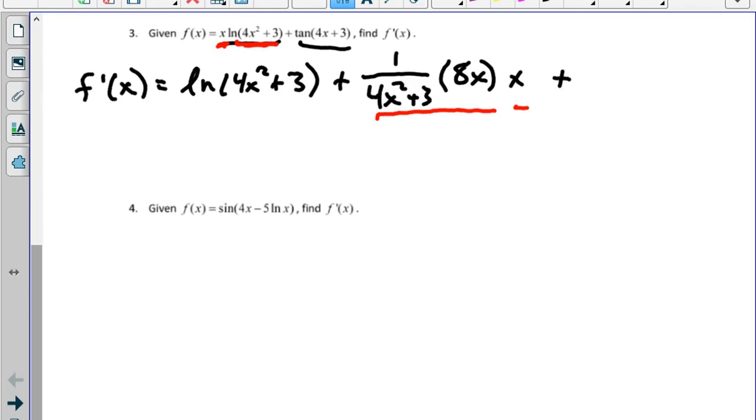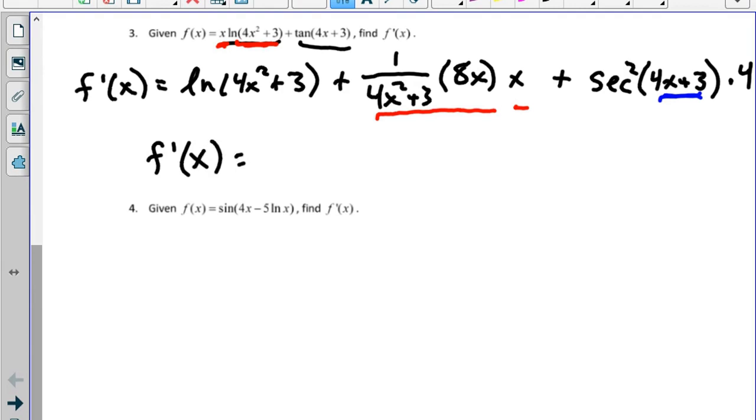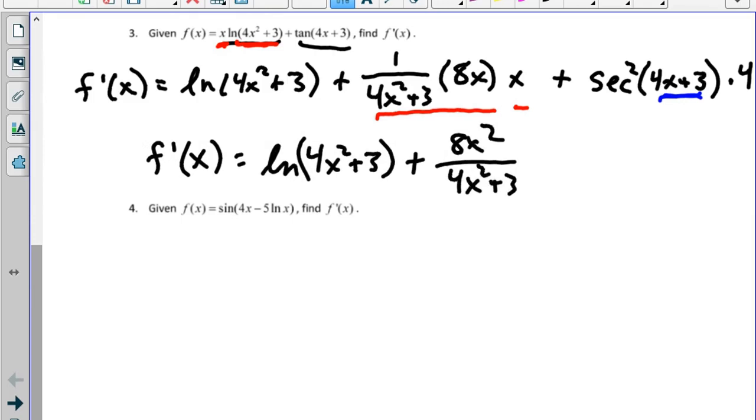We have to take the derivative of tangent of 4x plus 3. Tangent's derivative is secant squared, and then times 4. The reason we have to multiply it by 4 is we have another chain rule situation, that 4x plus 3 needs to have the derivative taken of it. So if we clean this up a little bit, f prime of x is equal to natural log of 4x squared plus 3, plus 8x squared over 4x squared plus 3, plus 4 secant squared of 4x plus 3.